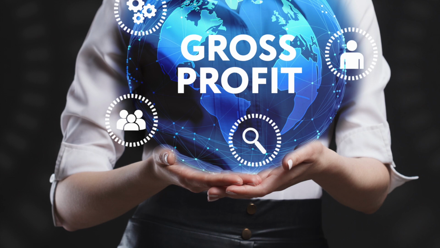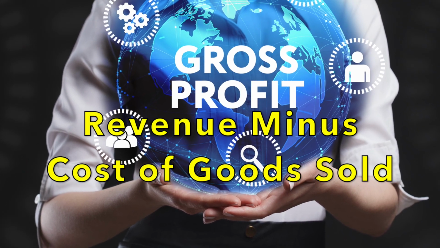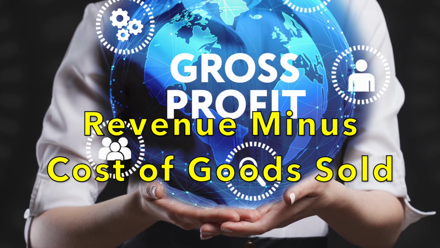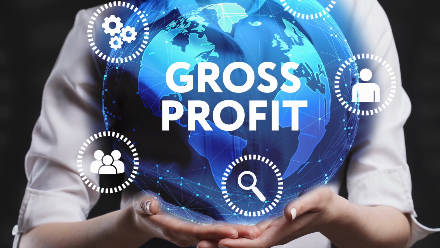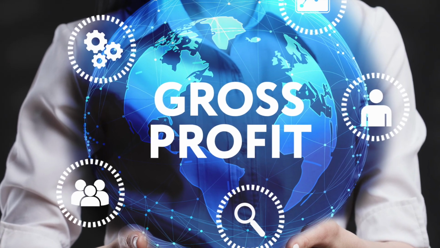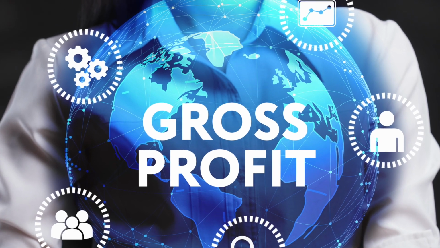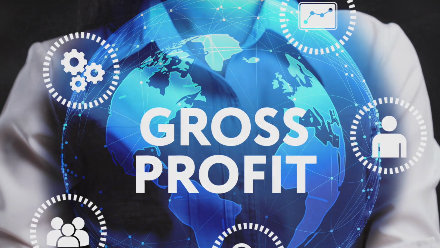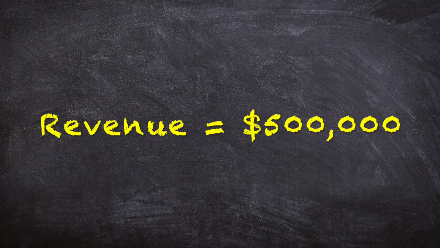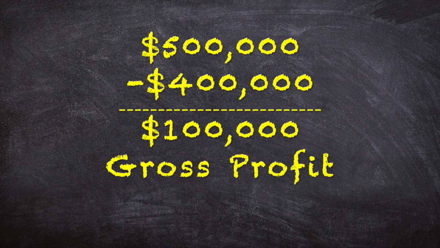Gross profit simply is the total sum after subtracting the cost of goods sold from the revenue without considering operating expenses. Gross profit helps business owners compare the amount required to make or obtain the products against the costs of running the business. If a company's overall revenue is $500,000 and the cost of goods sold is $400,000, then the gross profit is $100,000.